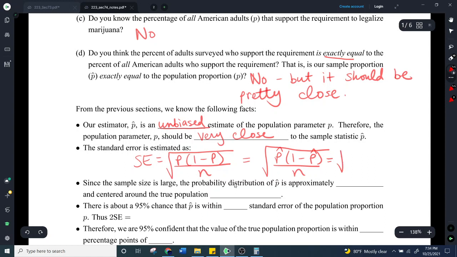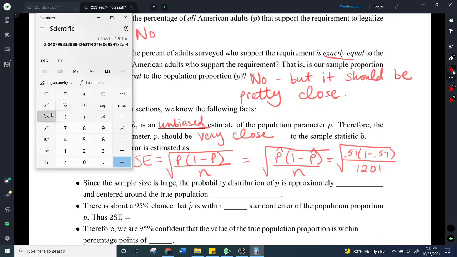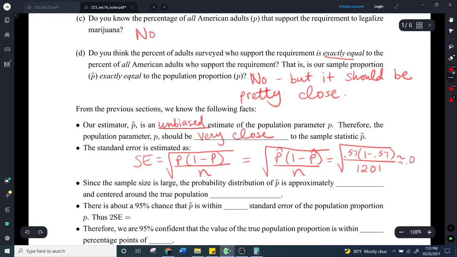So instead of p, let's go ahead and use p hat to calculate our standard error. And we can do that because we're using an unbiased estimate. So I'm going to go ahead and use the 57% that we calculated earlier. So 0.57 times 1 minus 0.57 divided by our n, which was 1,201. And if we put that into our calculator, 1 minus 0.57 times 0.57 again, divided by 1,201. And then, of course, remember to take the square root. I'm getting about 0.014, it looks like. So about 0.014.